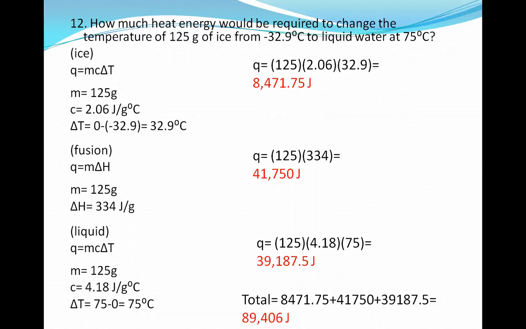The next is fusion. So the next part is fusion, which is Q equals M delta H, and you're given your mass, you know your delta H, which is 334 for fusion, and you plug it into your equation, you get 41,750 joules of energy.